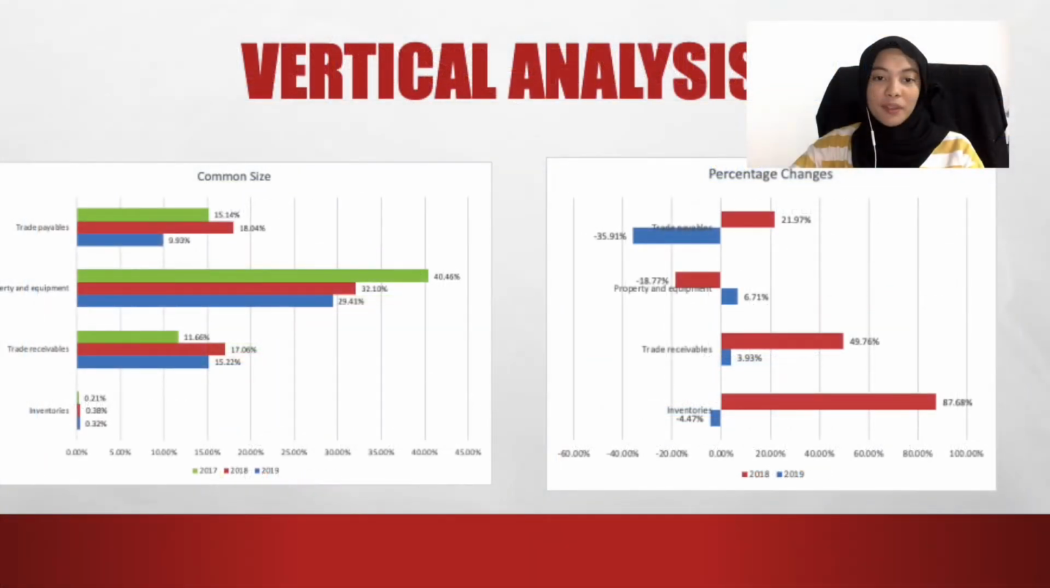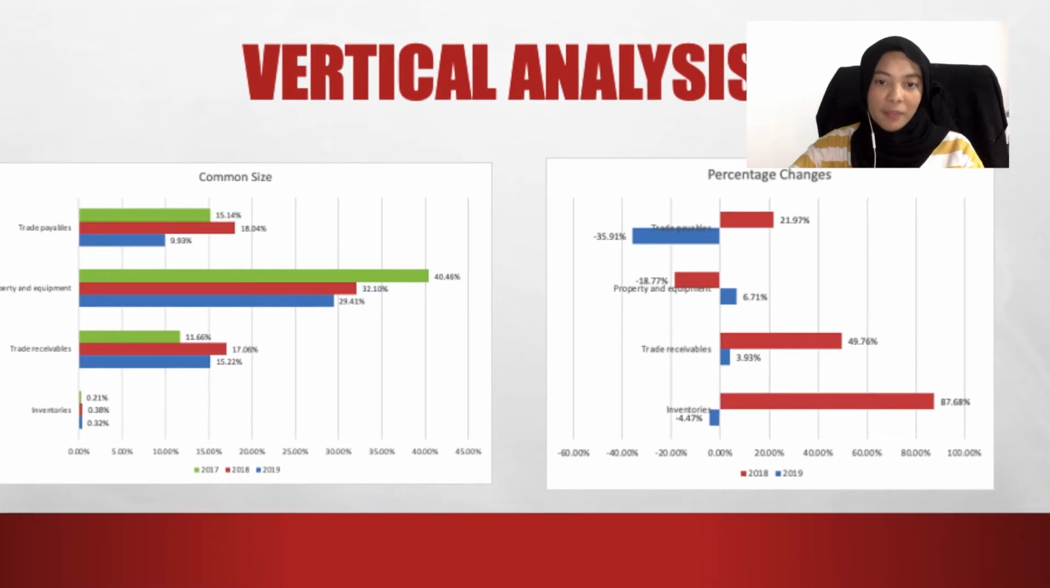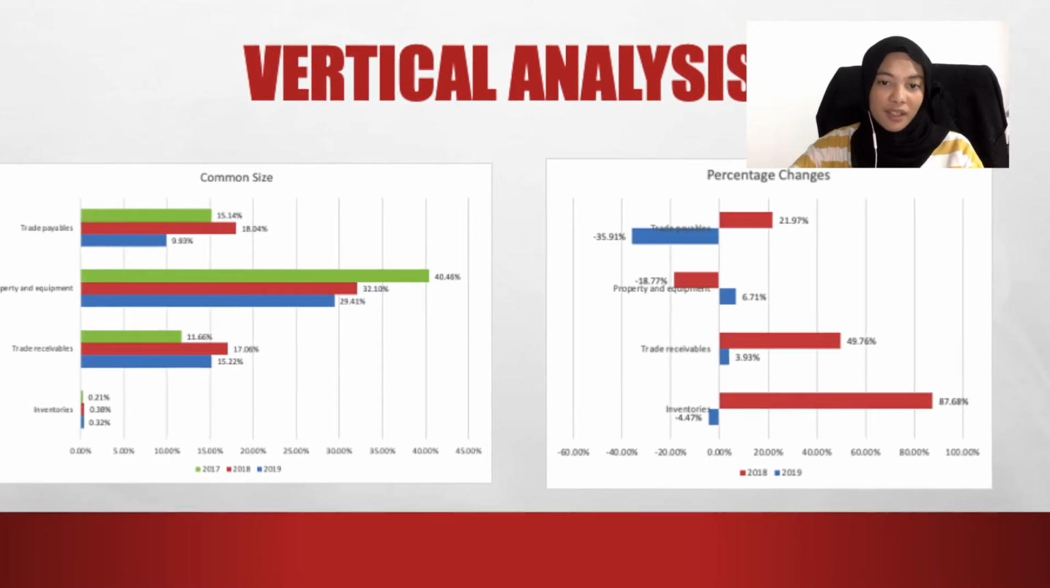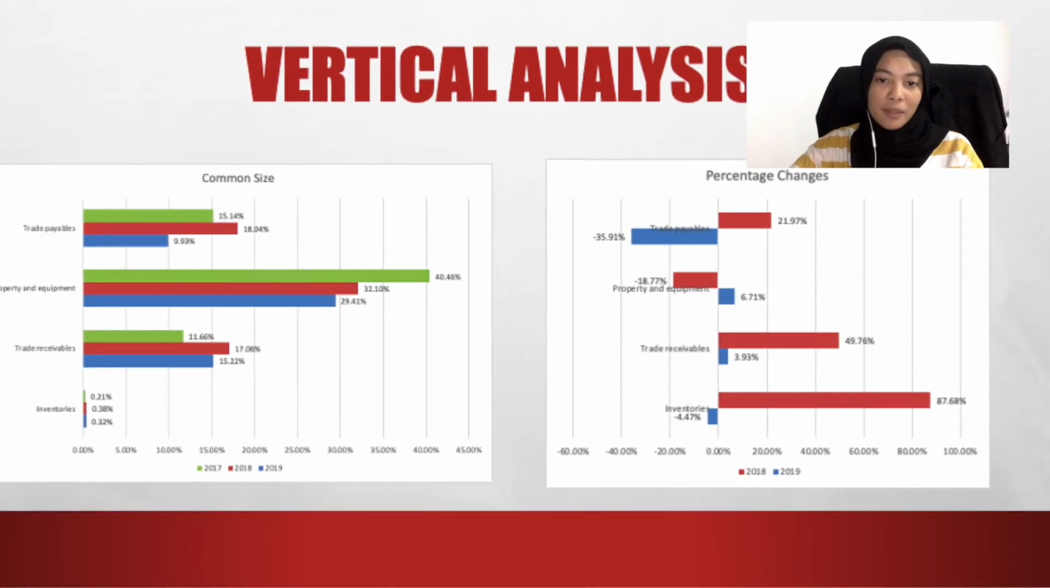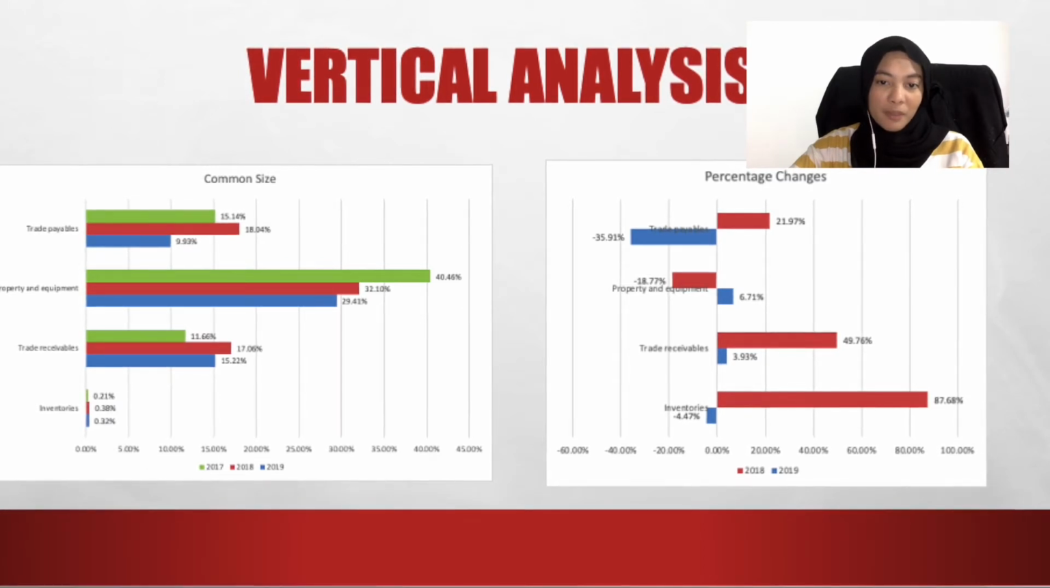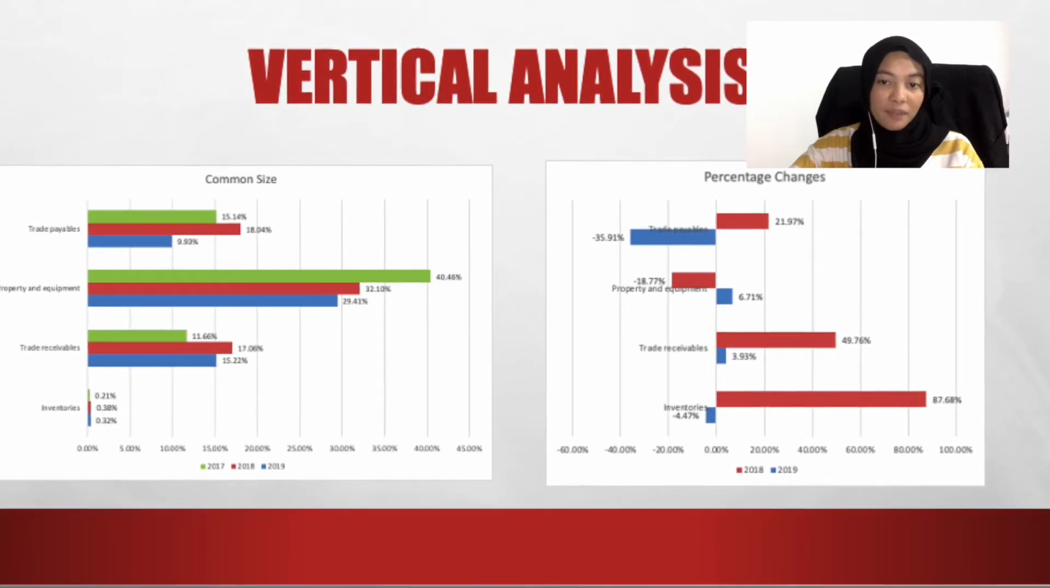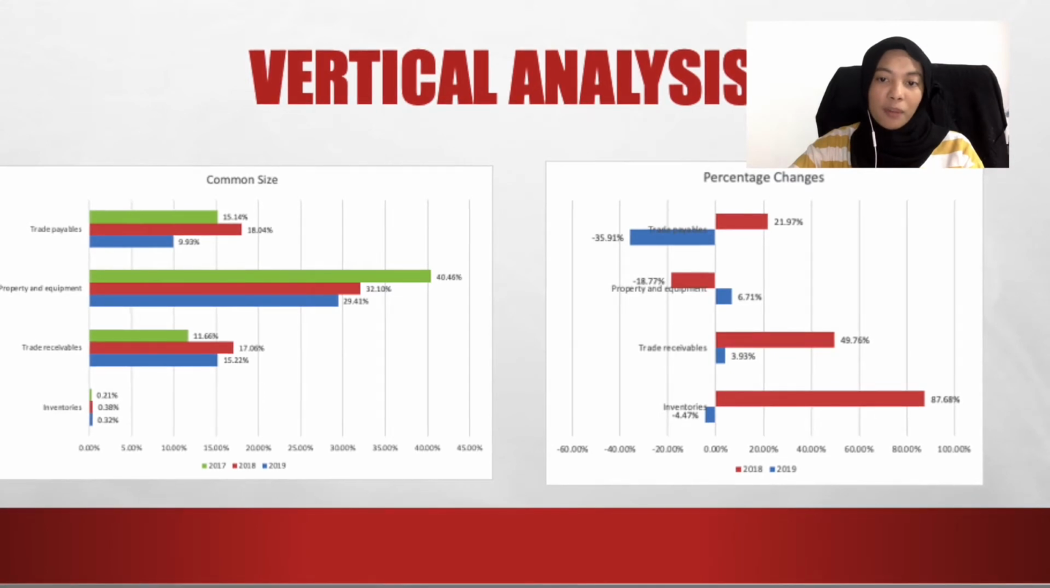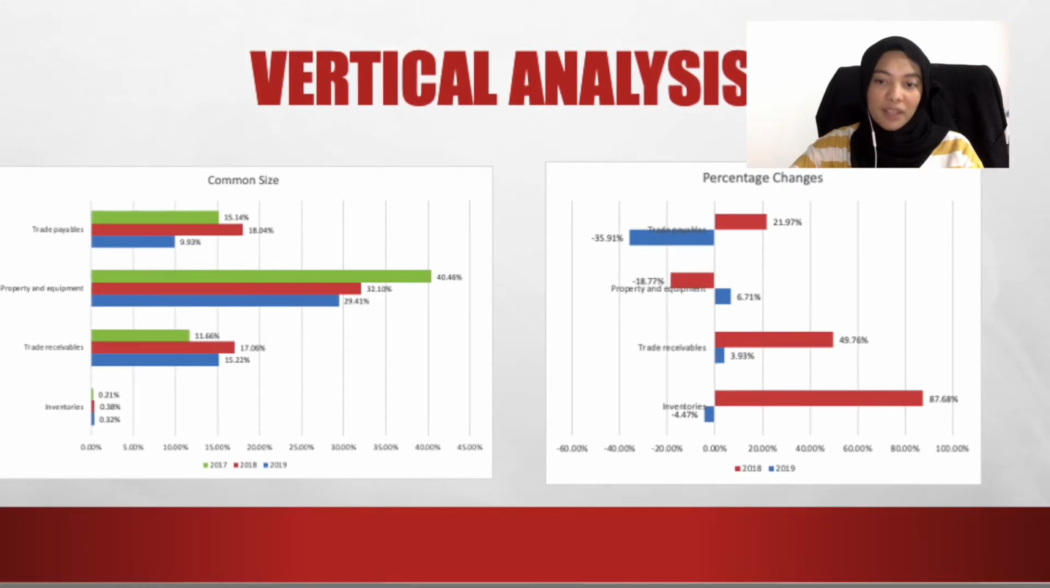So I would like to present the vertical analysis for MyEG. Inventories in common size between 2018 and 2017 increased to 0.38% but slightly decreased to 0.32% in 2019. This is also the same for the changes in percentage, where 2018 was 87.68% and dropped drastically by negative 4.47% in 2019.